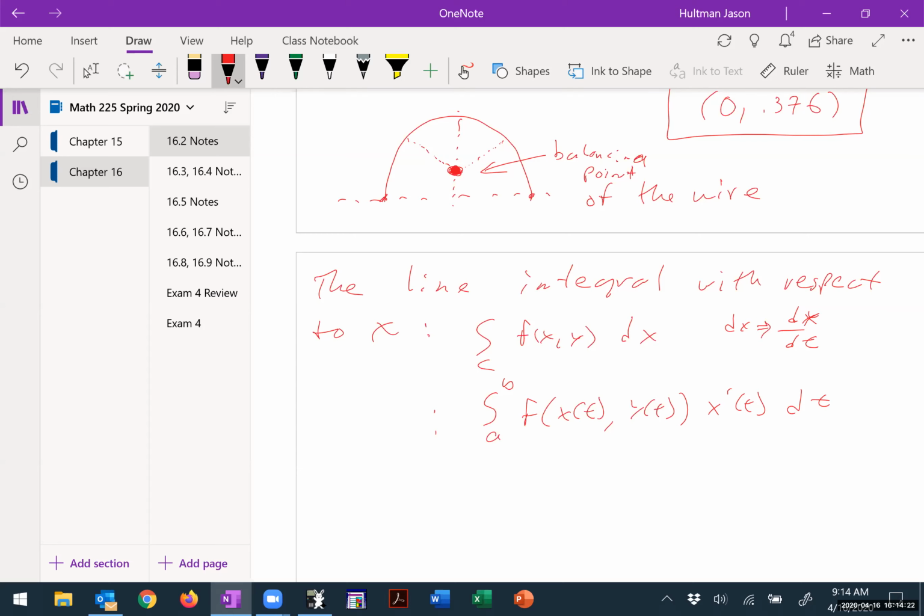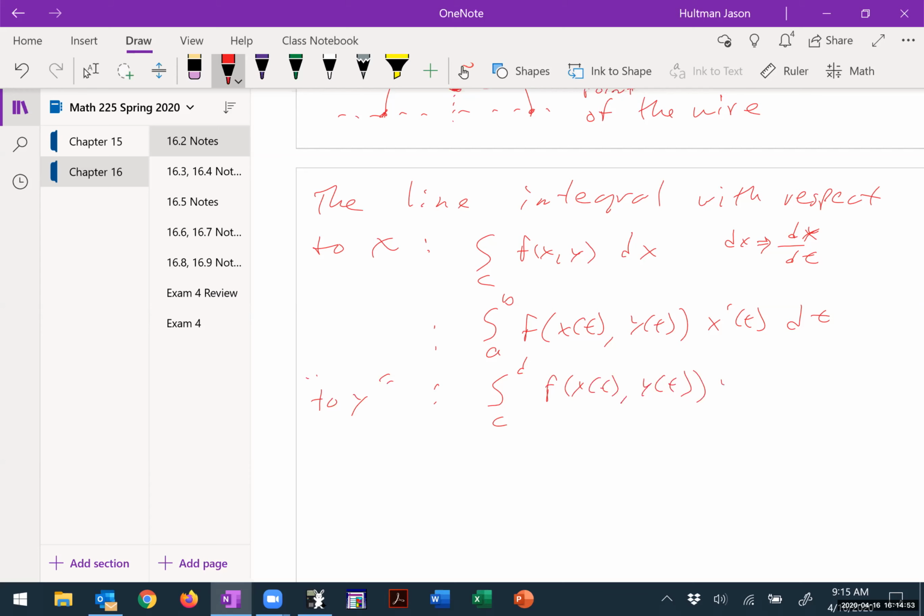Similarly, with respect to y, we're going to go c to d of f of x of t, y of t, y prime of t dt. This is if I want to isolate these.